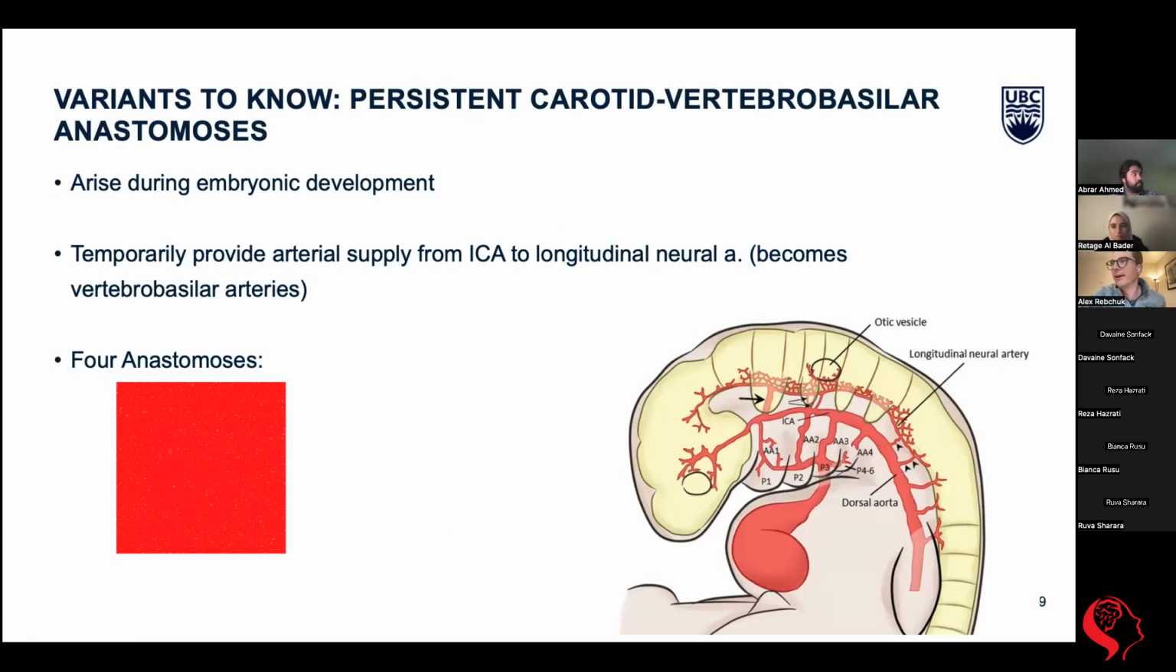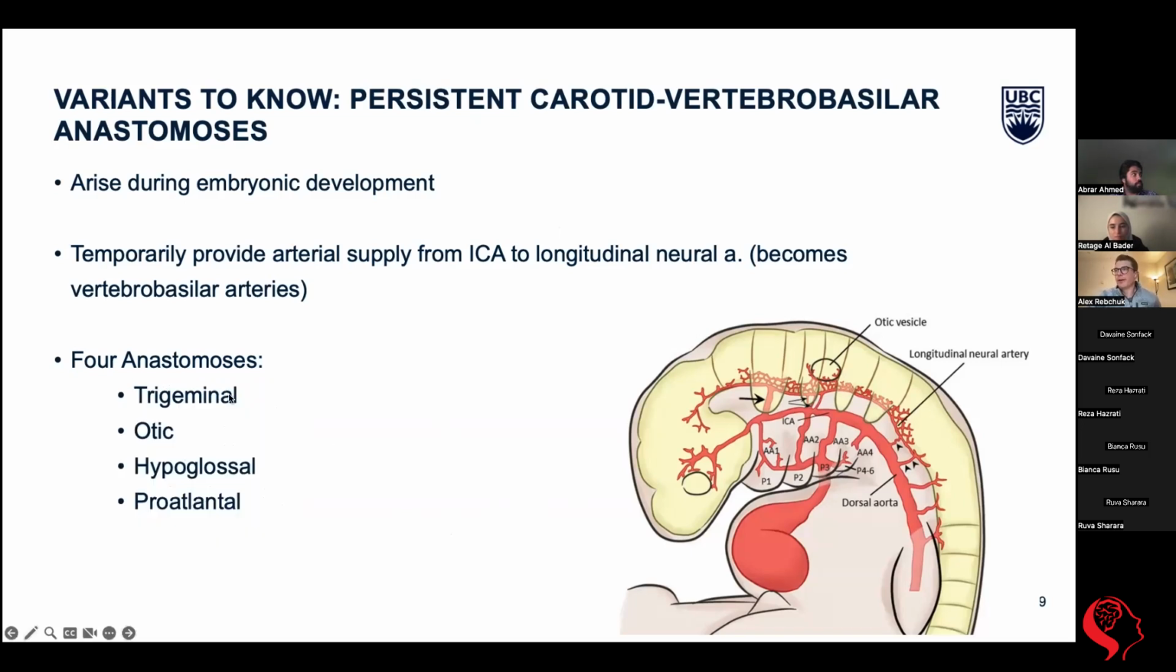No one's ever heard of these. So trigeminal, there's a trigeminal anastomosis, otic, hypoglossal, and proatlantal. Man, I got asked this when I was in London. I was like, oh, I never heard of these.